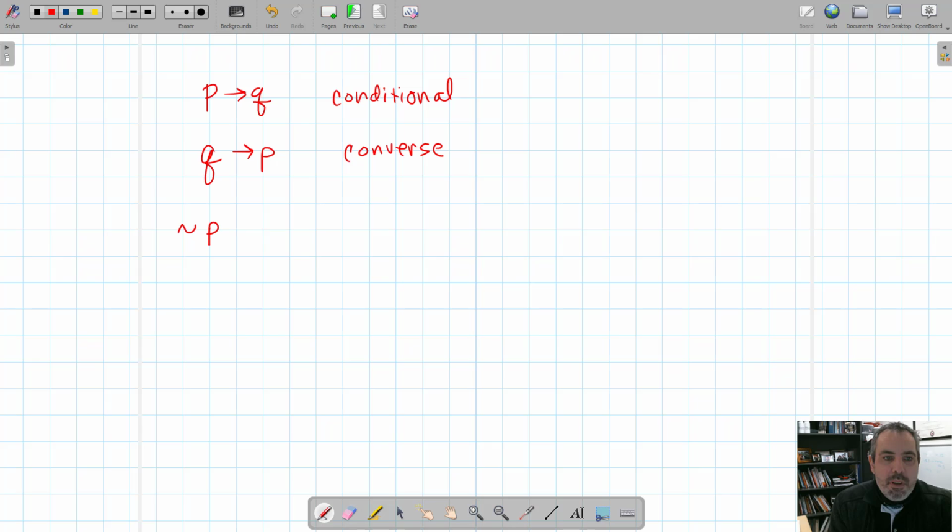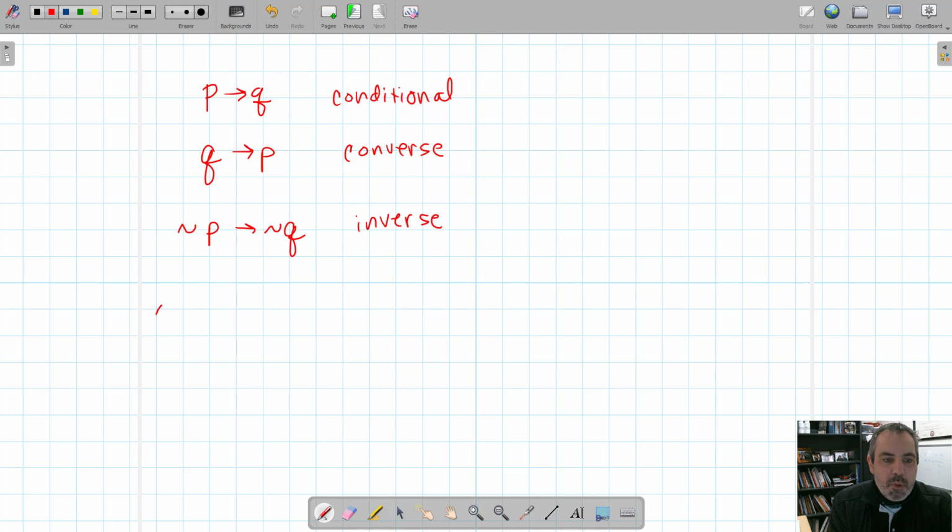I can do this one that I showed before, different letters, but this is referred to as the inverse of the original statement, where I literally put not statements in here. You don't clean your room, you don't get ice cream.